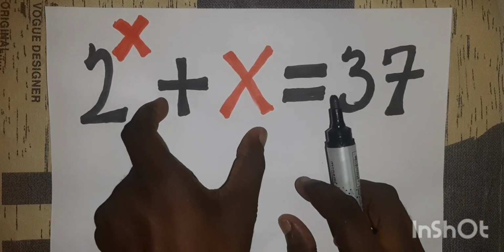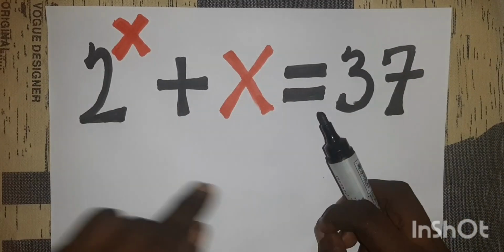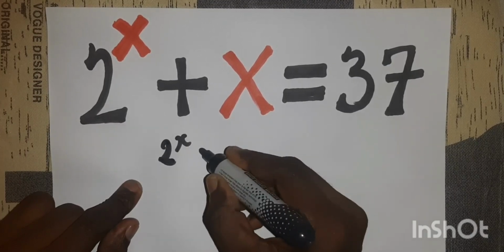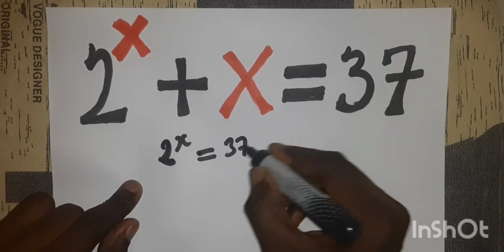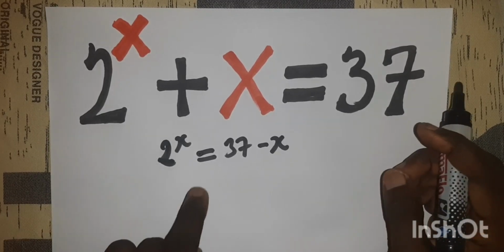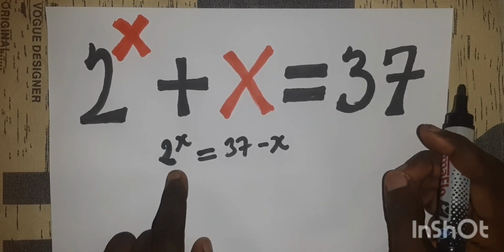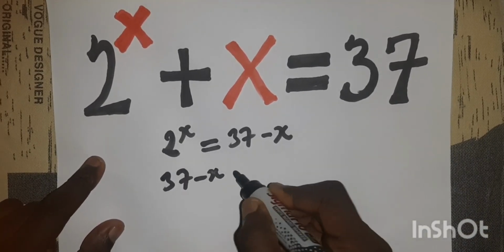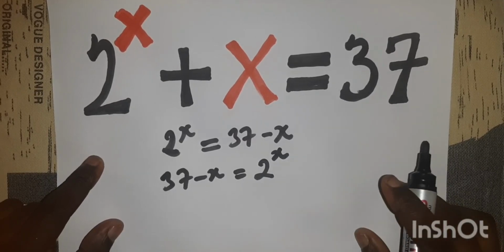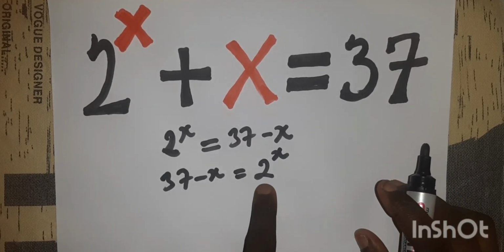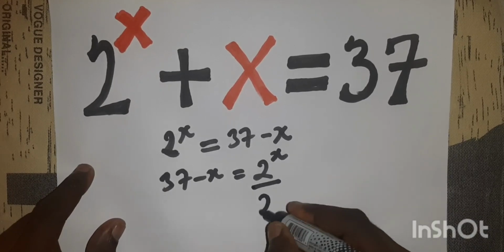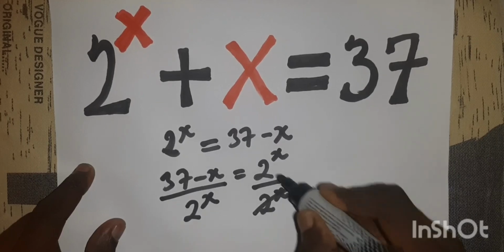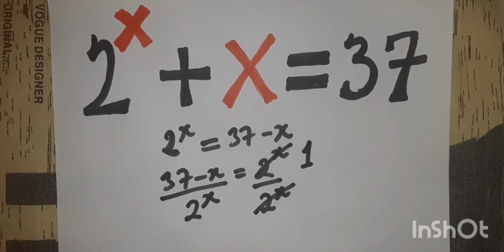So I can rewrite the equation. I'll move the plus x to become minus x on the right hand side. So I just have 2 raised to the power x equals 37 minus x. Or let me just rewrite the equation to 37 minus x equals 2 raised to the power x. Still the same thing. So now I can conveniently divide both sides by this 2 raised to the power x. So divide here by 2 raised to the power x, and also divide everywhere here by 2 raised to the power x. So this cancels this. I'm left with 1 on the right hand side.